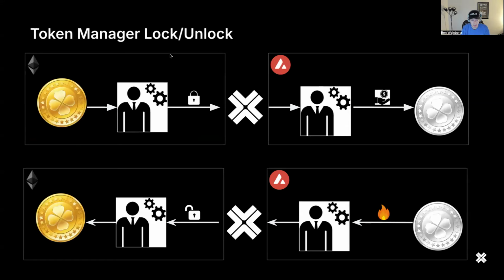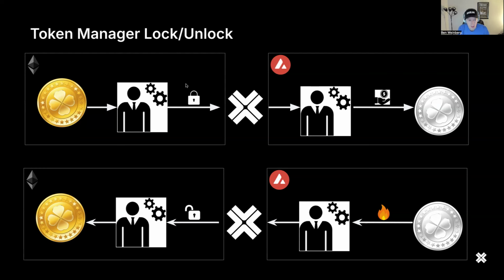On the other side, there's lock and unlock. As the name suggests, instead of burning the token on Ethereum, we actually just lock the token. Then on Avalanche, we mint. And then when we want to send it back from Avalanche to Ethereum, we burn it on Avalanche. And now we can unlock the token, which we had previously locked when we were bridging it out, when we're bridging it back in.